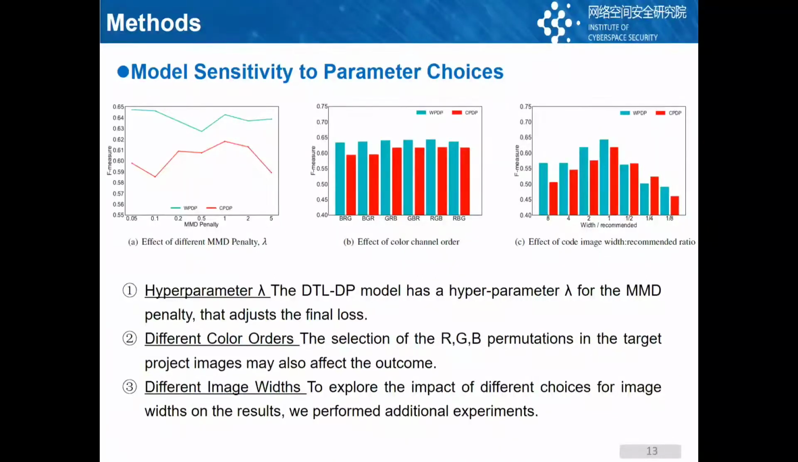Besides, we also analyze the model's sensitivity to parameter choices. There are 3 critical parameters that are closely related to the model. From the simulation results, we find out that the loss limitation is sensitive to the model performance. The RGB permutation selection has less impact on the performance, and a proper image size is necessary.